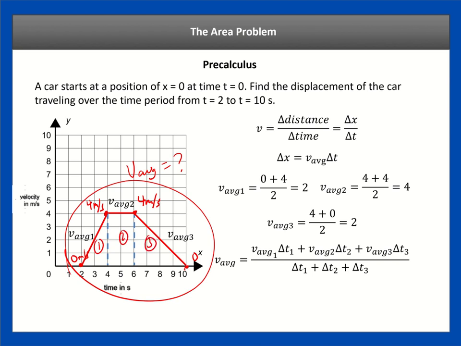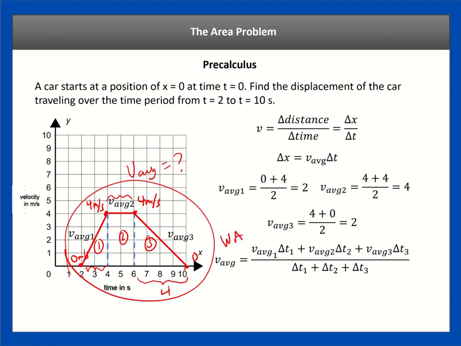And what we need to do is a weighted average, because notice that in region 1, the average velocity is 2 meters per second, but it's only for a time period of 2 seconds, right? Whereas the average velocity for the third part is also 2 meters per second, but it's over a time period of 4 seconds. So of course that's going to change the result, right? If I average that with, for example, this one, which is 4 meters per second, but for a time period of 2 seconds, for the second average velocity. And so we're going to do a weighted average.